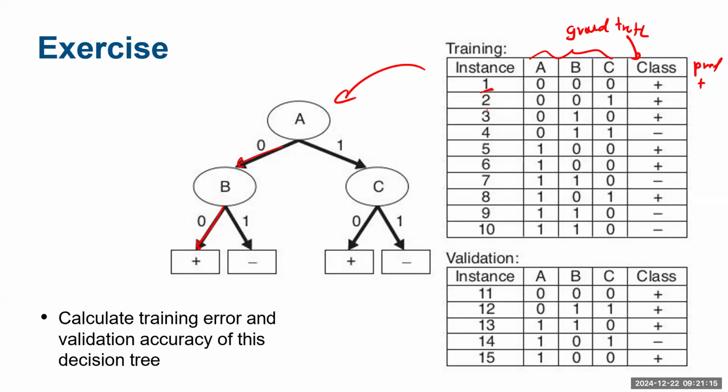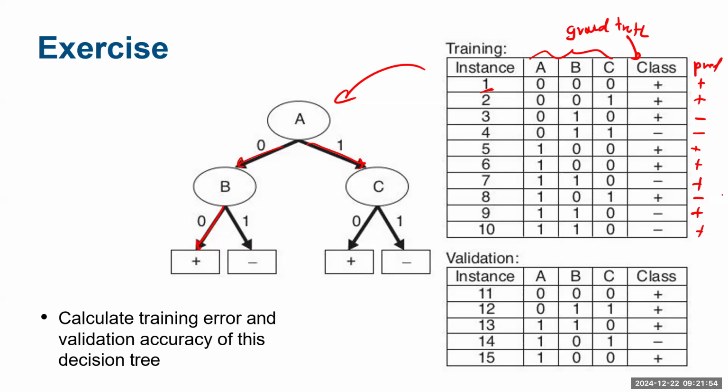What about number 2? Right? A 0, B 0, still plus. What about 3? Right? A 0, B 1, you get minus. So you also get minus. Now you go to A 1, right? A equal to 1, you go to the right side now. So when A equal to 1, you look at the C, right? If C is 0, you get plus. If C is 1, you get minus.